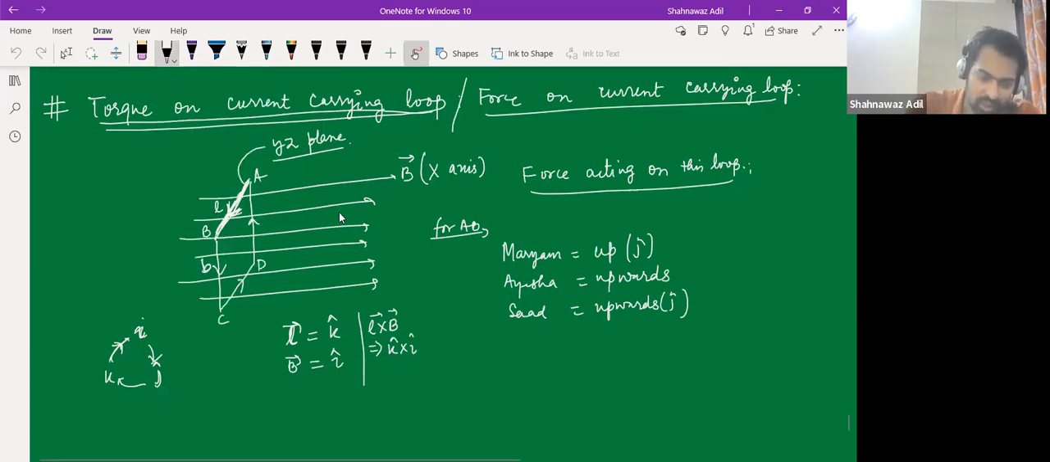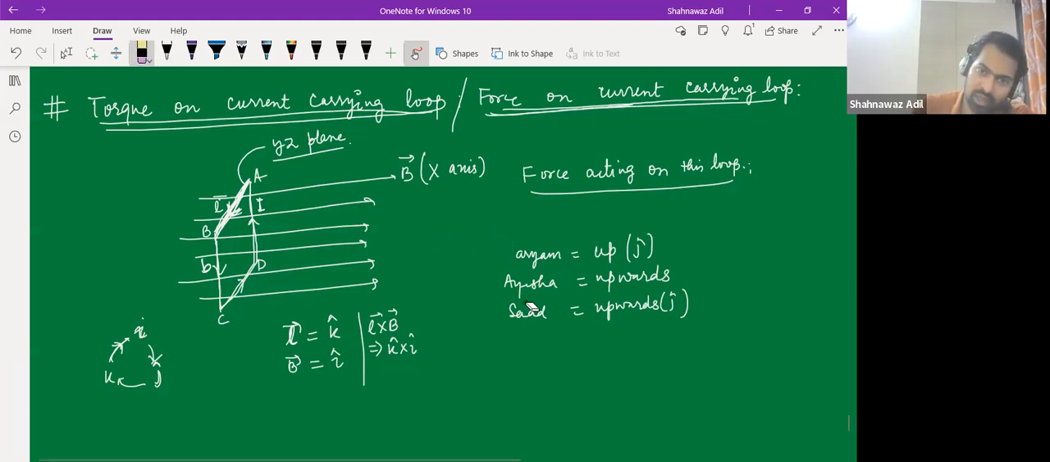Fine. Okay. So there was this coil, right? And it was in the YZ plane, right? And the magnetic field was in the x-axis. So the current I was flowing, and the aperture or this loop has length L and breadth B. So this was all the information that we had, right? Now we were calculating the magnetic force on this current carrying loop, right?